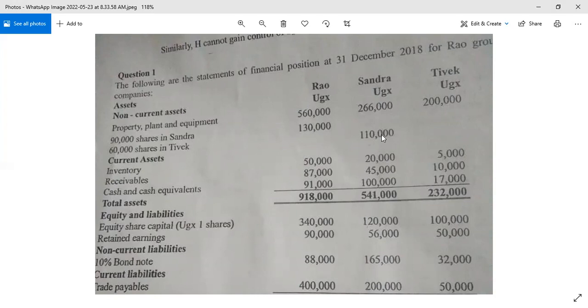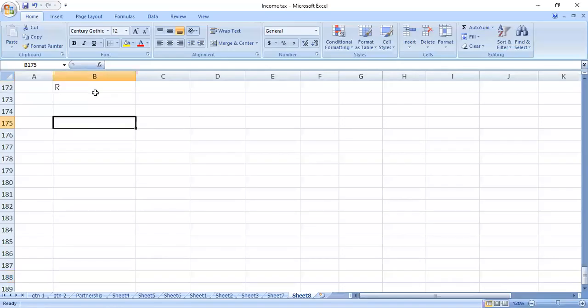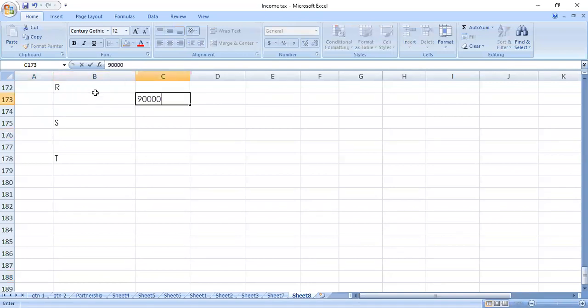The additional information of this question says that all the intercompany transactions occurred on the same date. That R acquired shares in Sandra, and Sandra acquired shares in TVEC on the same date. So our interest here is to get the percentages, and you call it vertical groups. Let's see how it's going to go. We have R, then you have Sandra, then you have TVEC. We don't know how many shares they have, but we get them from the shares in the balance sheet.